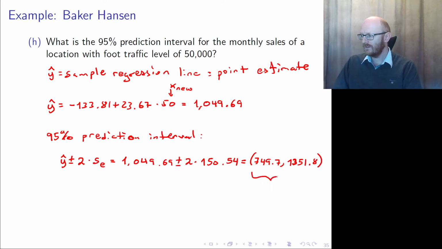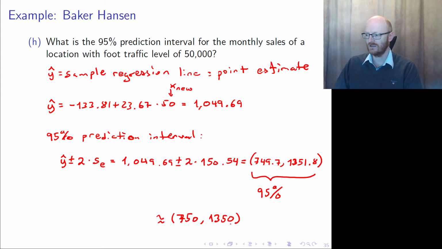So with a 95% certainty, you can say that the actual value will lie within this range of about 750 and 1,350,000 kroners. So that would be 750,000 kroners till 1.35 million kroners. Okay, see you next time.